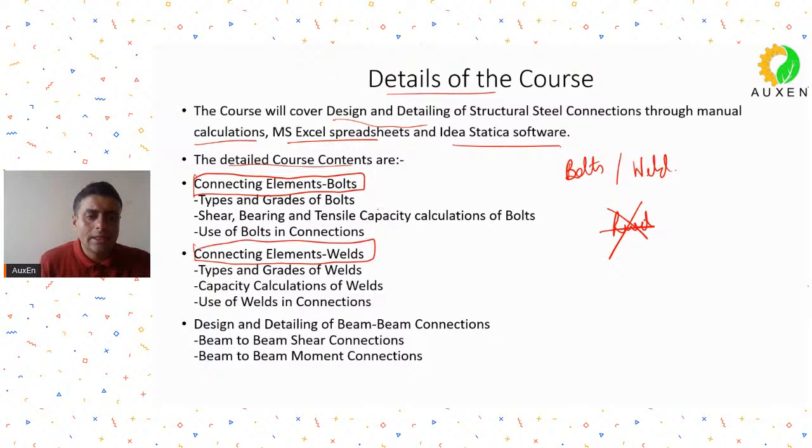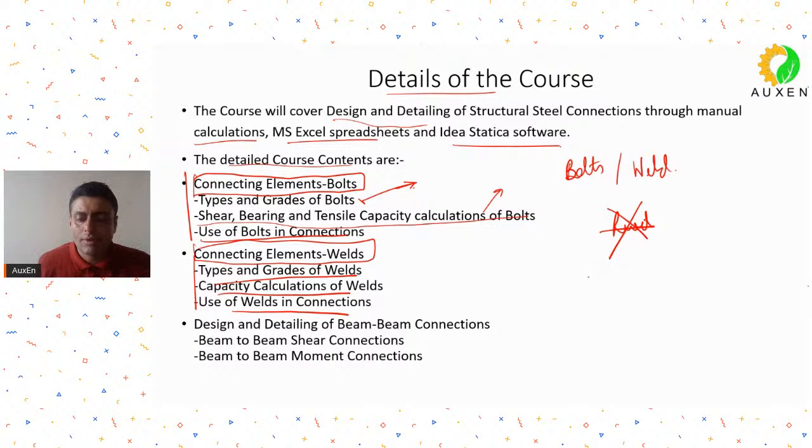And in all these connecting elements, of course, we will discuss the type and grade of bolts. We will understand how to calculate their capacities, because unless you are able to calculate the capacities, you will not be able to develop a connection or understand the behavior or working of a connection. So we will do this. We'll start with bolts, then we will move to welds, again where we will discuss the type and grades of welds, capacity calculation of welds, and how to use welds in connections. Okay, so these will be the two starting topics in our course.